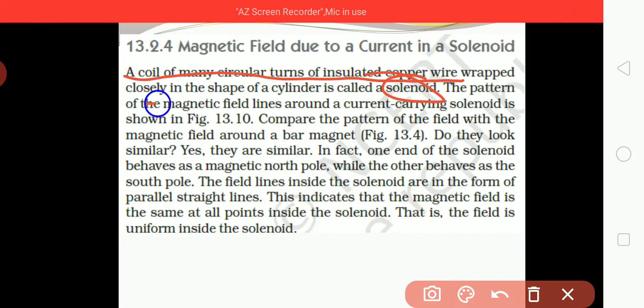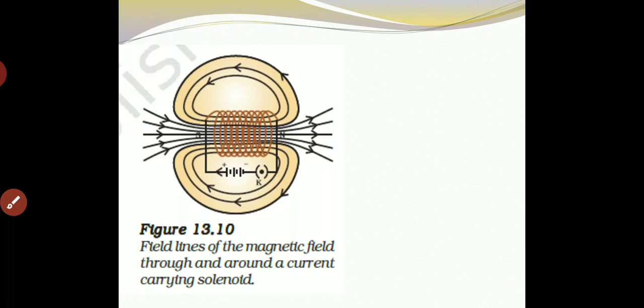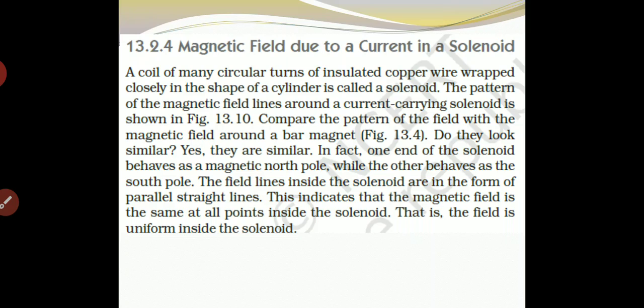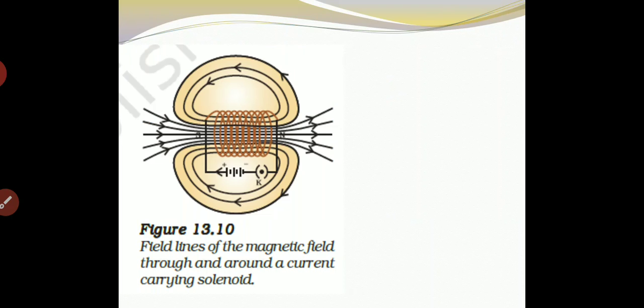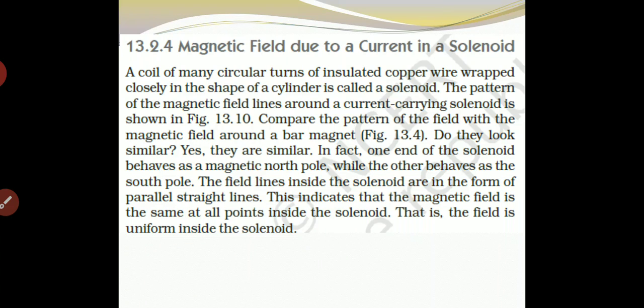The pattern of the magnetic field lines around a current carrying solenoid is shown in figure 13.10. This will be our solenoid. Compare the pattern of the field with the magnetic field around a bar magnet, which we have seen in 13.4. Do they look similar? Yes, both of them are similar. In fact, one end of a solenoid behaves as a magnetic north pole, while the other behaves as a south pole.